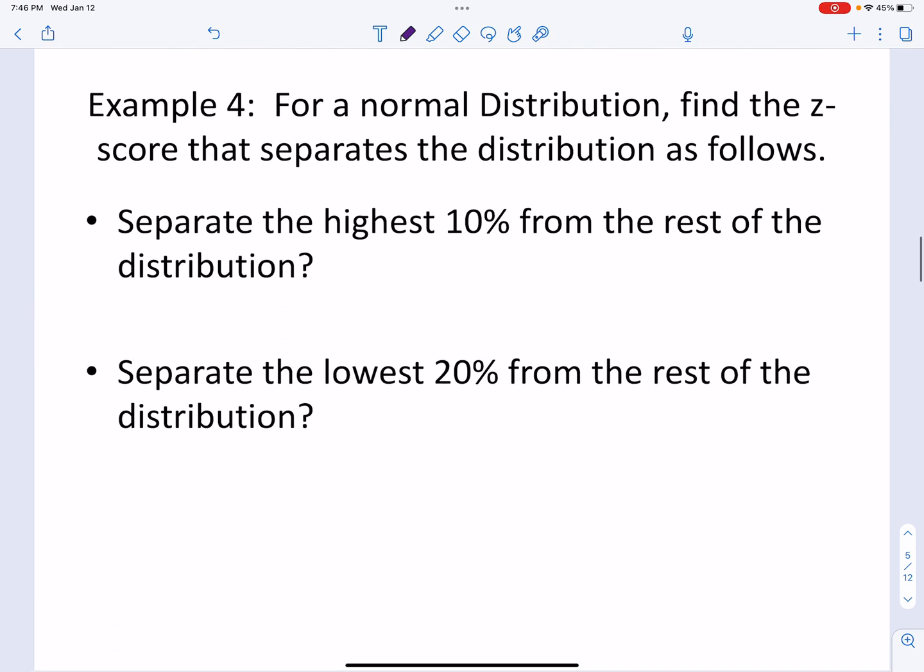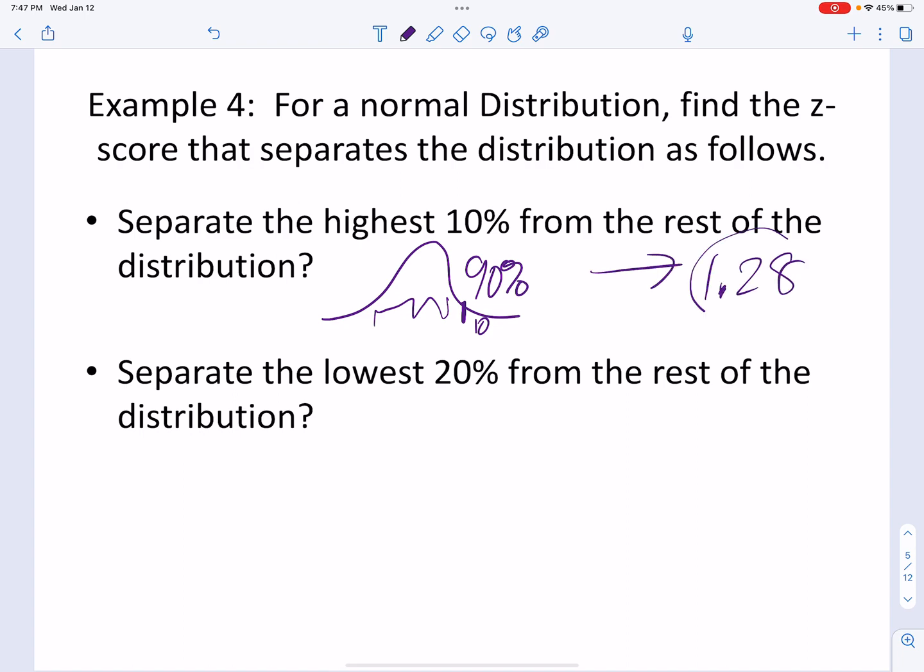Okay. For a normal distribution, find the z-score that separates the highest 10% from the rest of the distribution. The highest 10% would be 90% below. We just found that one. It's 1.28. That's not going to change. That's my z-score, 1.28 standard deviations from the mean.